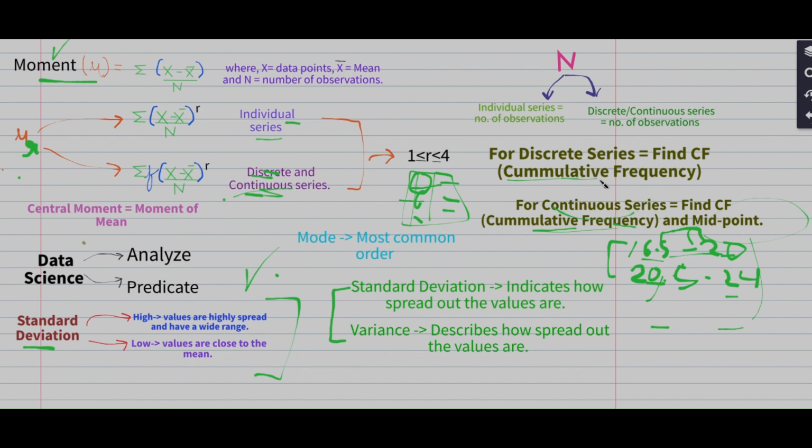But when we calculate the moment for individual, it is simple, you just have to subtract. Here you can say that capital X is the data point, right? Capital X is the data point, X bar is the mean of all those data points, and capital N is the number of values. Now you have to remember that capital N has different meanings for individual, discrete and continuous series. In the individual series, N means the number of observations, right?